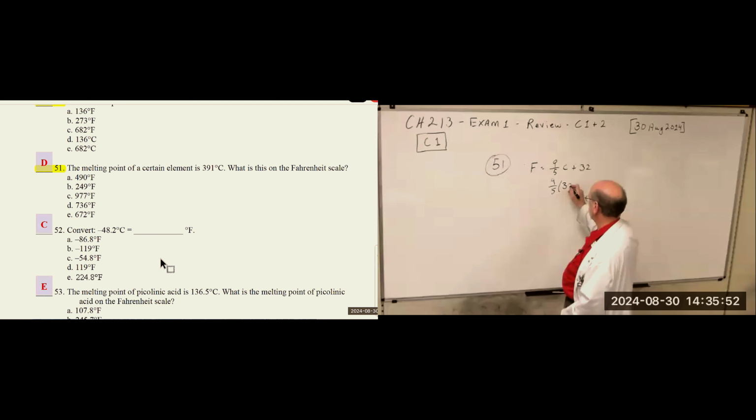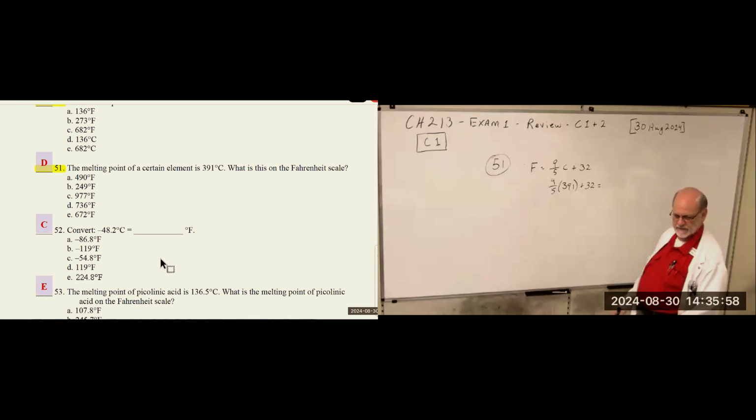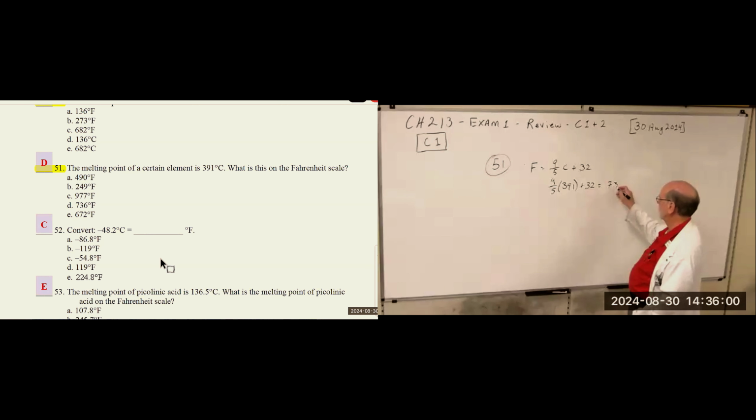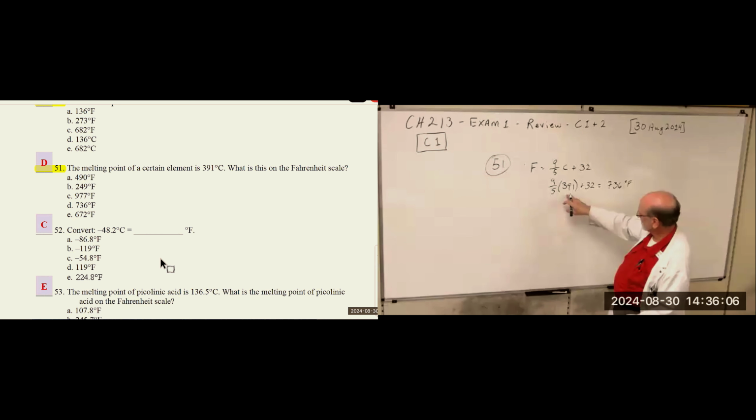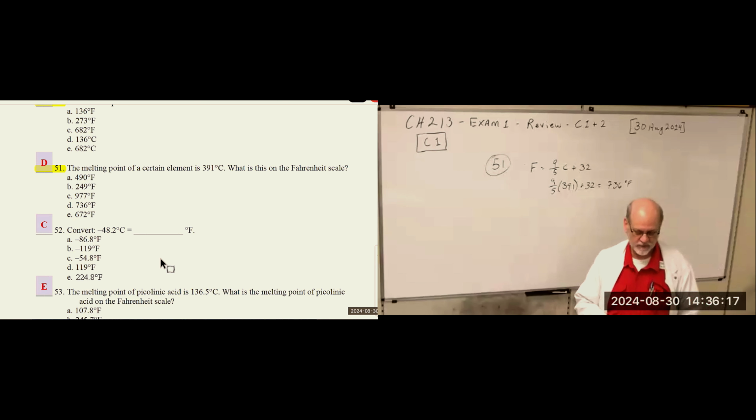So let's see, 9/5 of 391 plus 32, right? And that should equal 736. Now, does that make sense? That's about 2 times this, which would be 750, in the neighborhood of 700 something. Yeah. Okay. Just estimate to see if we're in the ballpark.